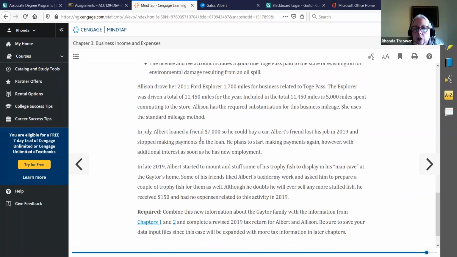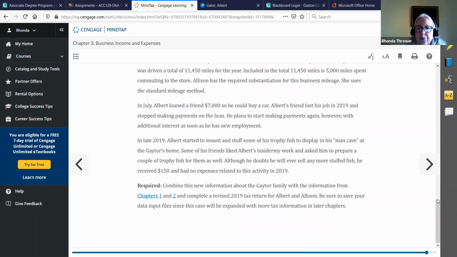In July, Albert loaned a friend $7,000 so he could buy a car. Albert's friend lost his job in 2019 and stopped making payments on the loan. He plans to start making payments again, however, with additional interest as soon as he has new employment. They didn't use any of this information in solving this problem, because this person's planning to pay him back. And so he might be out a little bit right now, but eventually they're going to pay him back. So that's not recorded on this tax return.